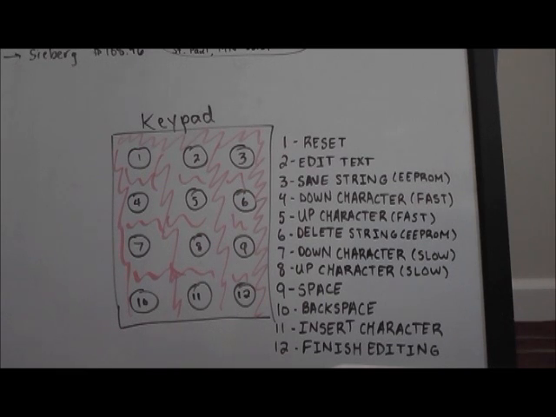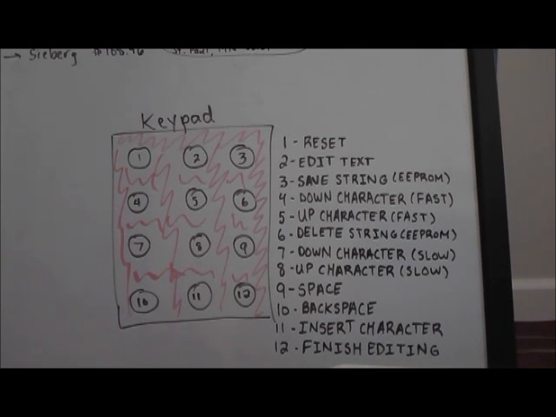Buttons 3 and 6 have to do with the EEPROM. If we have a string that's being scrolled, button 3 will save it to the internal memory so that it's read on power cycling and doesn't clear. And then button 6 is to clear the EEPROM, start from ground zero and go from there.